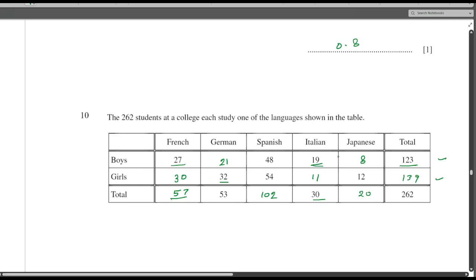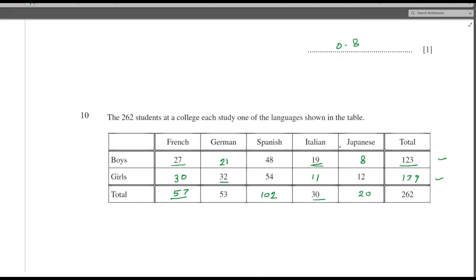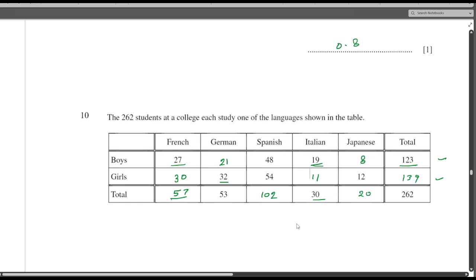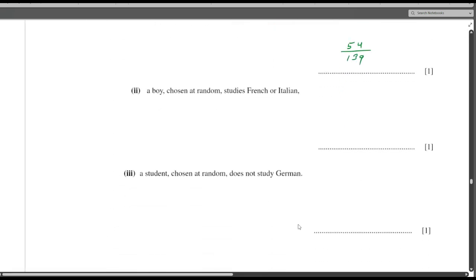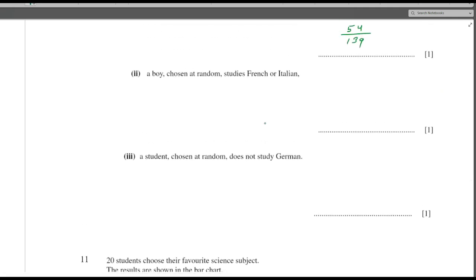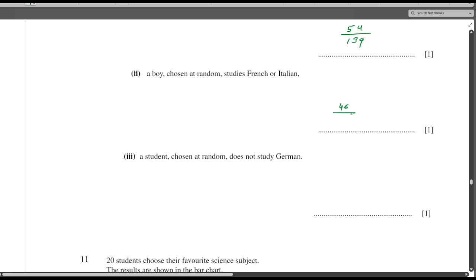So 7 plus 27 plus 19. 27 plus 19 gives me 46. So 46 upon 123. So this is 46 divided by 123.